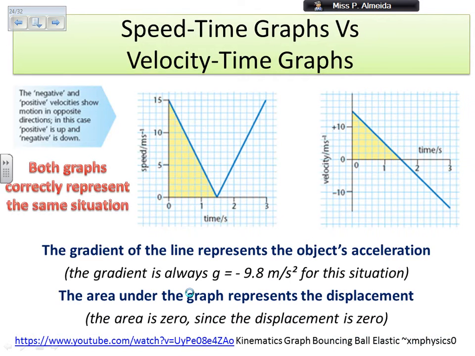Let's think about speed-time graphs and velocity-time graphs. So again, speed is a scalar, velocity is a vector, okay? Again, both graphs represent exactly the same situation.